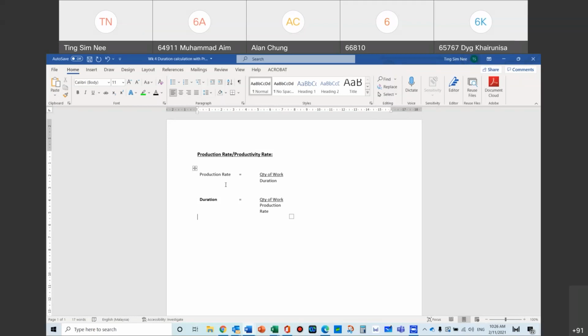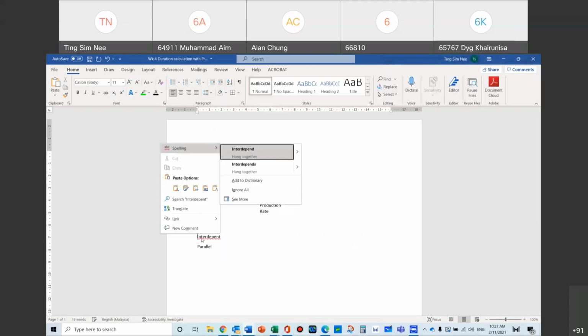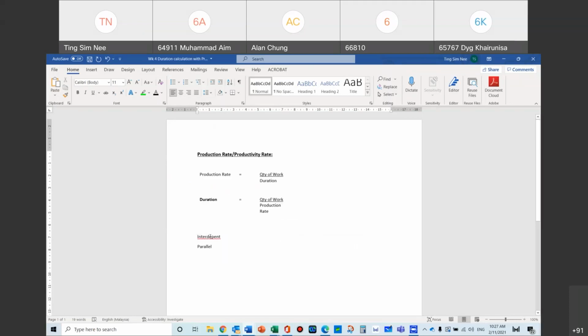So the very important words that we have here are interdependent and parallel. These two words are actually quite important when it comes to sequencing of activities. These are the two terms that you will see a lot.